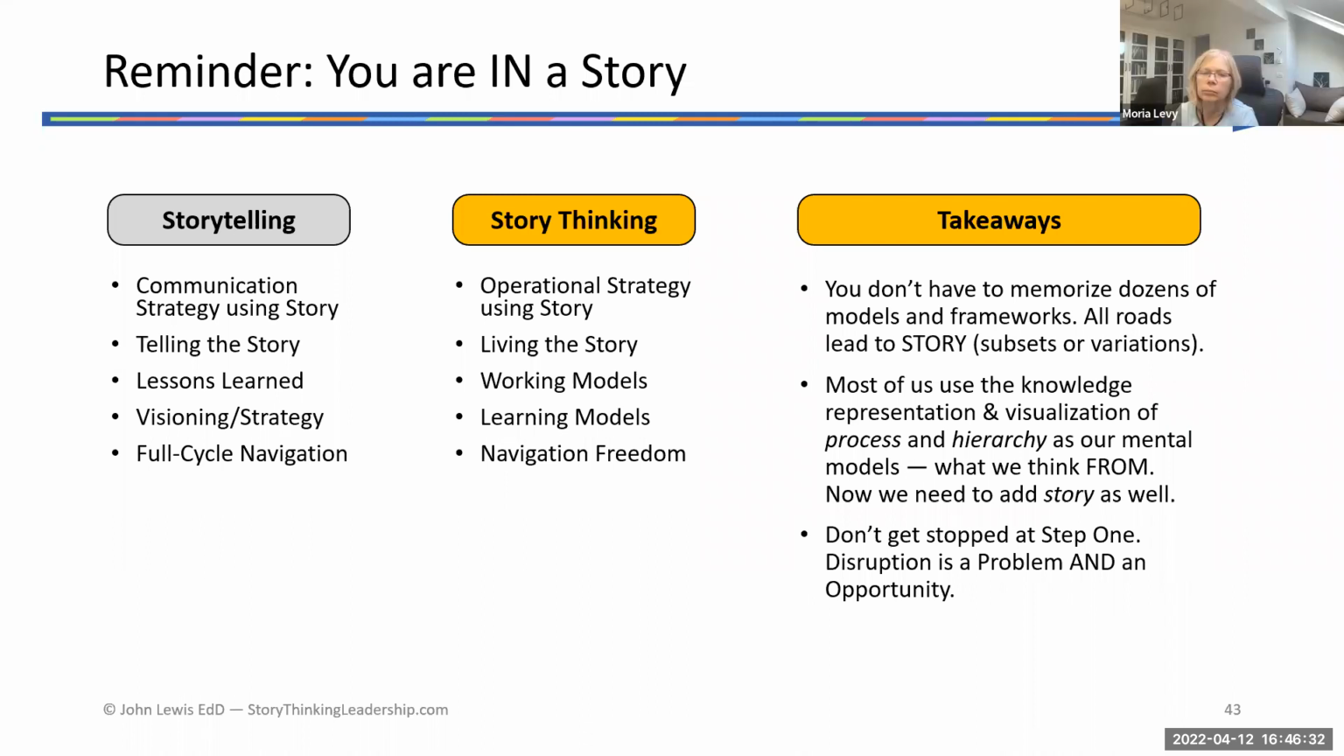And lastly, don't get stopped at step 1. Disruption is a problem and an opportunity. Look for the opportunities. There's a dopamine effect. There's a way to bring people into disruption rather than make them shy away from it. Marketing people have known this for a long time. Today, only half price. Okay.